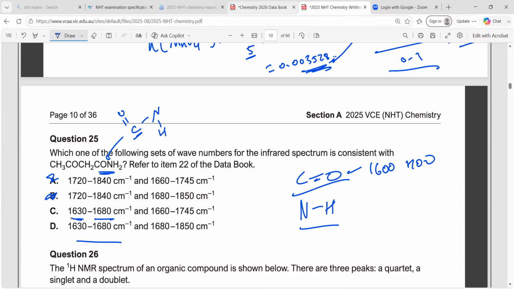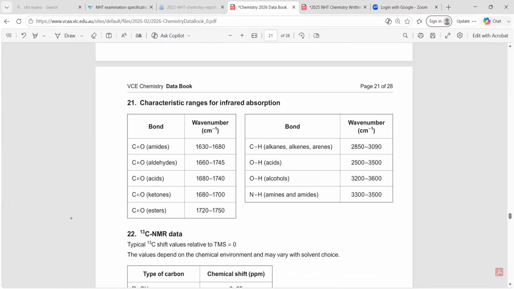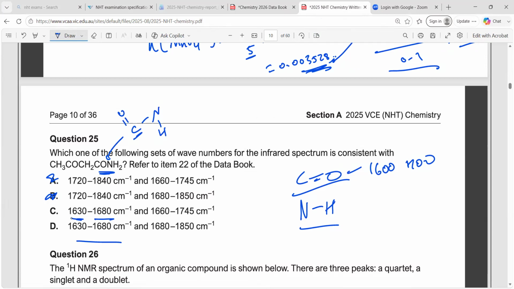I wonder if they're just referring to the CH bond. So there's also a CH bond that we've forgotten about, and that would be from 2850 to 3090. Is there an RH group that I'm forgetting about? So 1660. Mm, so it's wave numbers.